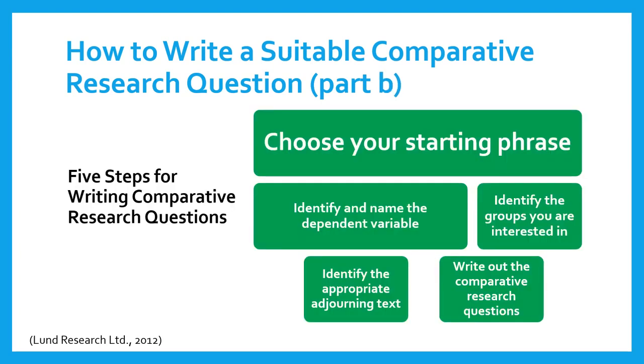The research questions on the previous slide use the following 5 steps for writing comparative research questions. You started off with choosing a starting phrase. You identified the name and the dependent variable. You identified the groups that you are interested in. You identified the appropriate adjoining text, and you wrote the comparative research question.